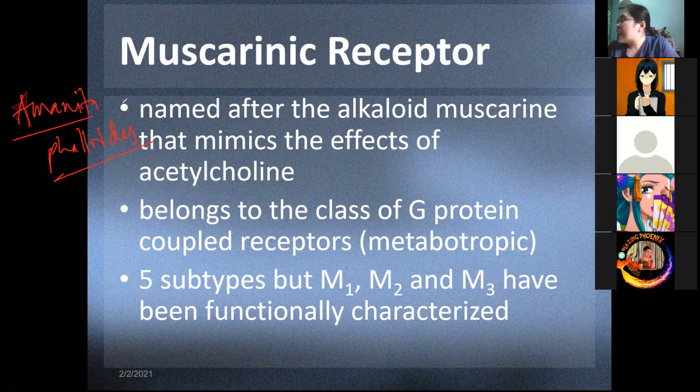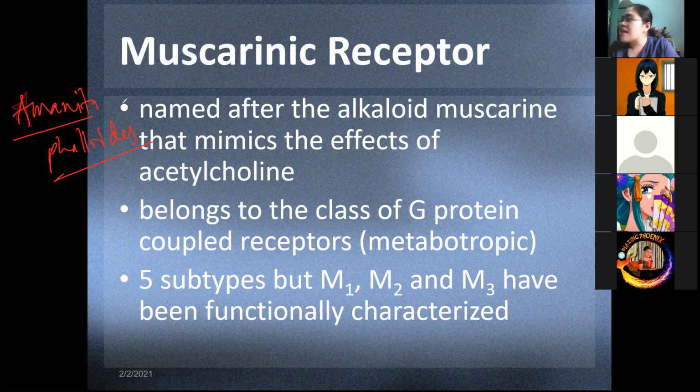Now, another thing, if you are asked what is the classification of the muscarinic receptor, it's a class 2 receptor. So why is it class 2? Because it is metabotropic, it is linked to a G protein. So when it is a G protein, what it activates, then it is class 2, a metabotropic receptor. Now, we have 5 subtypes of muscarinic receptors.